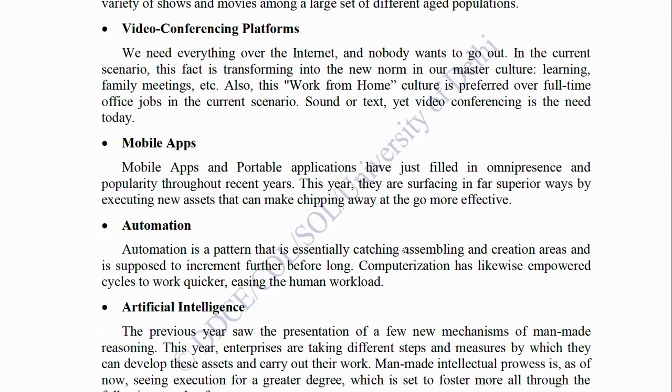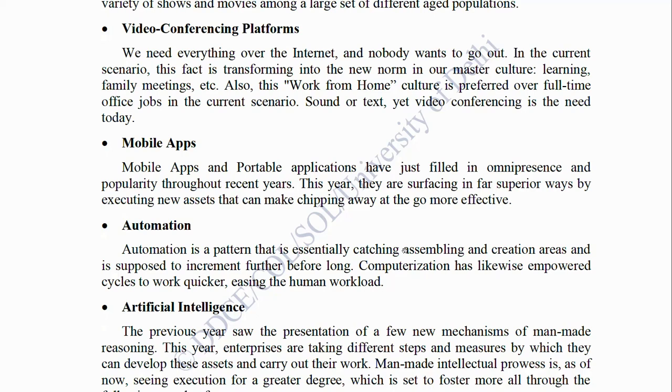Next point is video conferencing platforms. We need everything over the internet and nobody wants to go out. In the current scenario, this fact is transforming into the new norm in our master culture, learning, family meetings, etc. Also, this work from home culture is preferred over full-time office jobs in the current scenario. Sound or text, yet video conferencing is the need today.